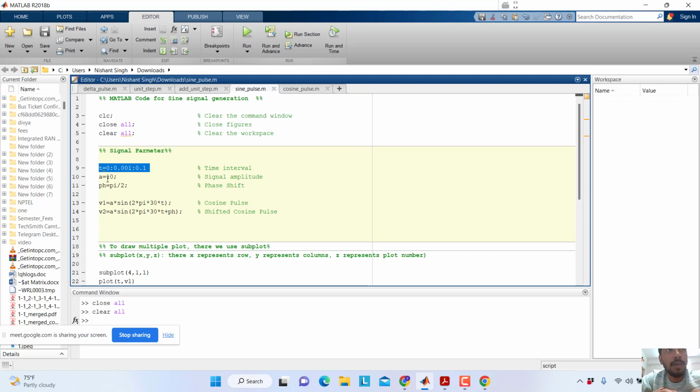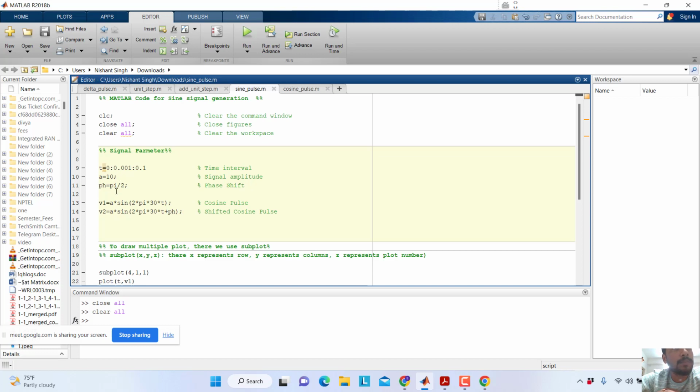Next we declare our amplitude. We are taking the values from 0 to 0.1 with a gap of 0.001. Next we consider our amplitude of the sine signal is 10.